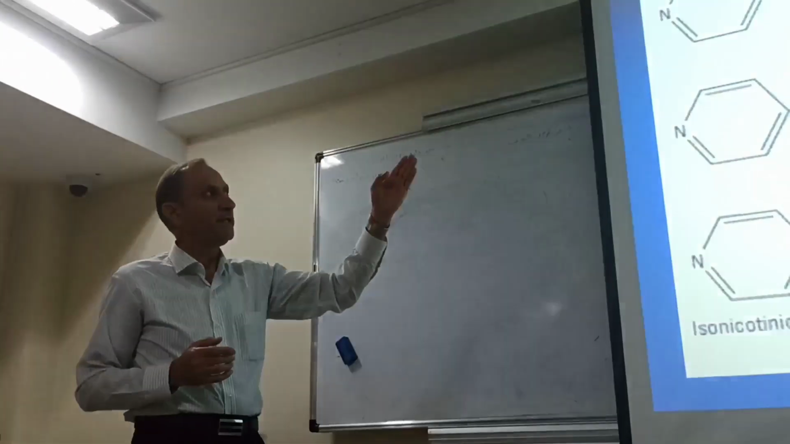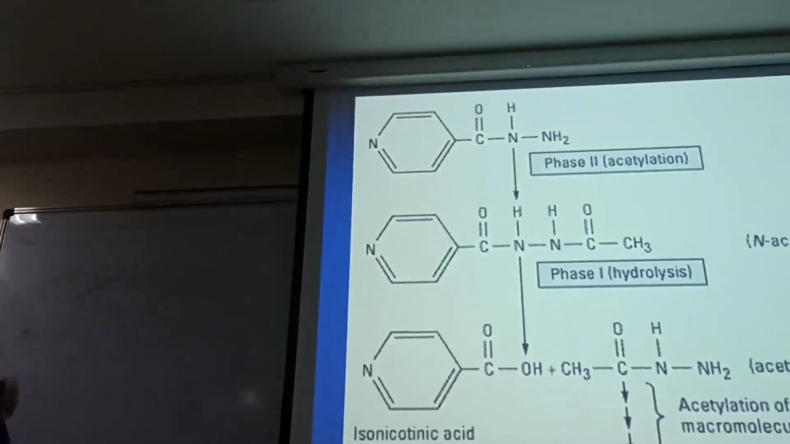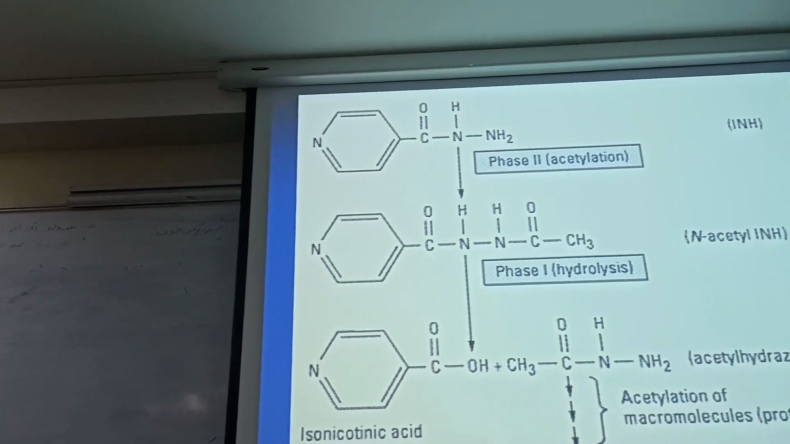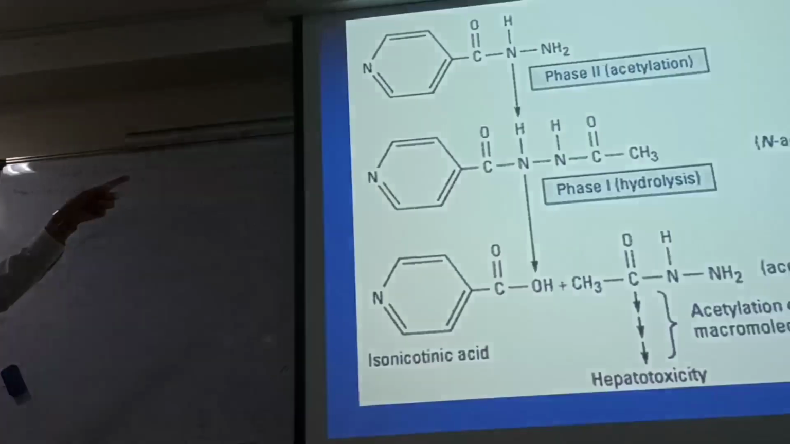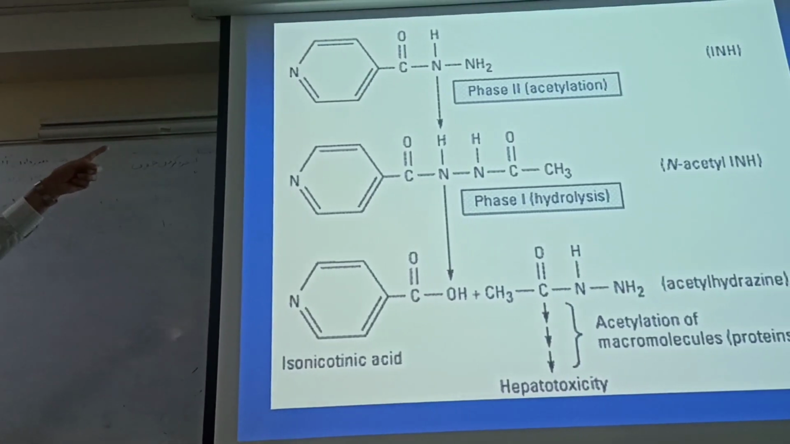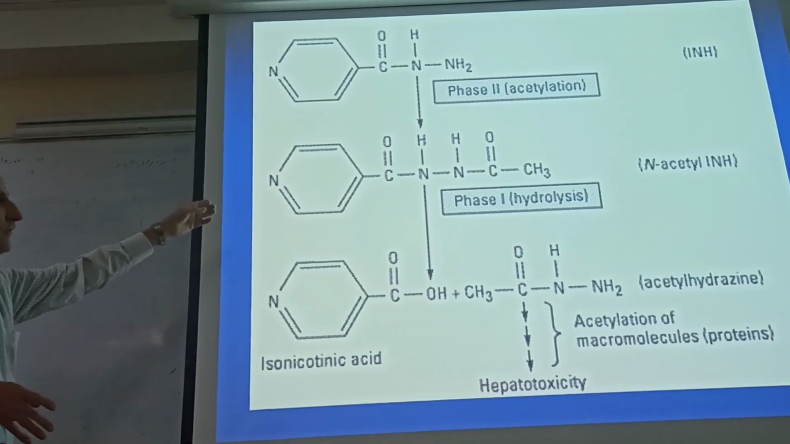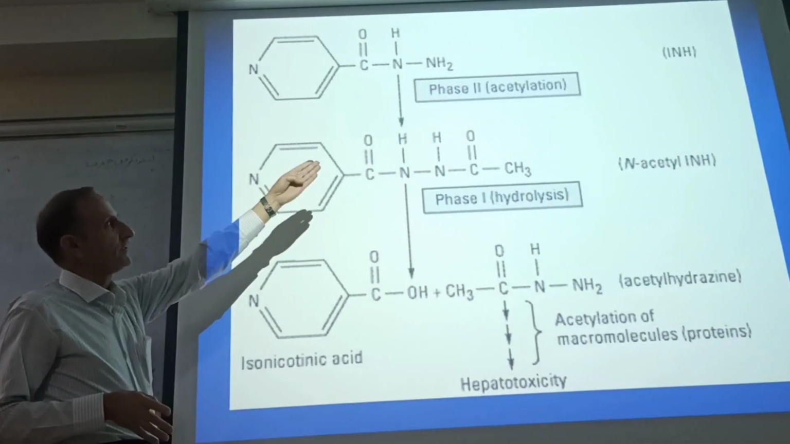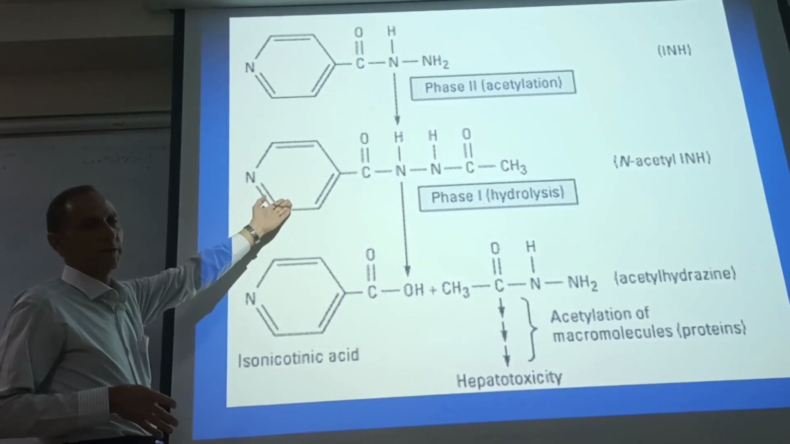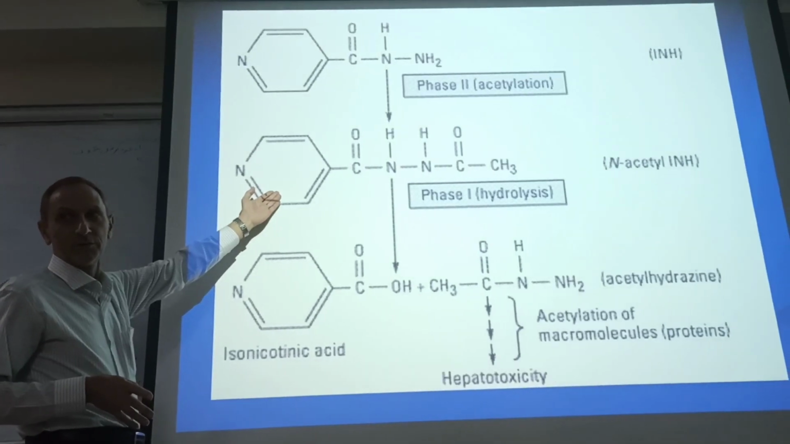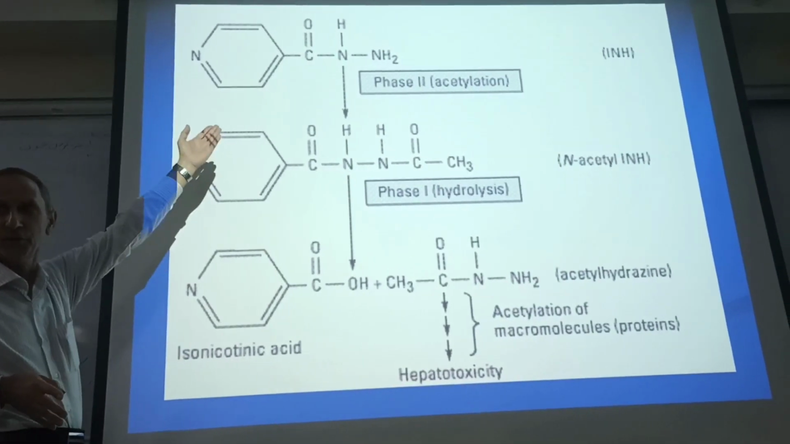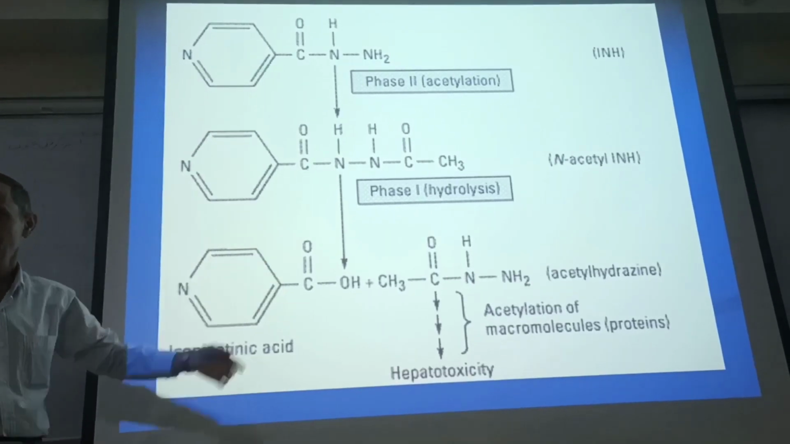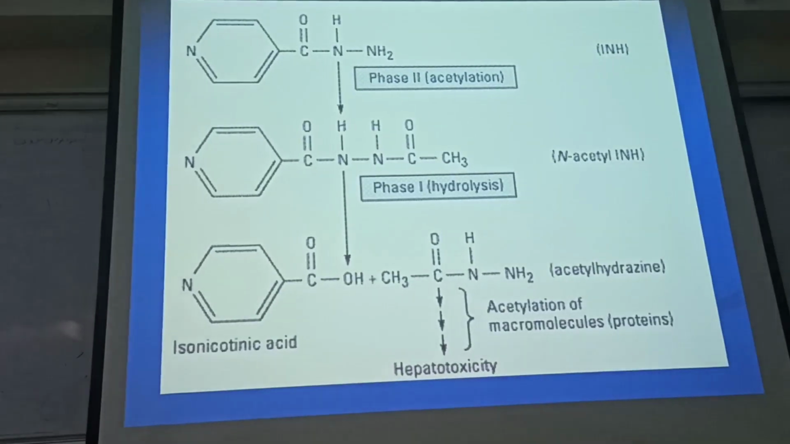Sometimes phase 2 is carried out first, and then we have phase 1. Here we have this example. First you see that acetylation occurs on isoniazid molecules, and then we have hydrolysis. Phase 2 first, and then phase 1.